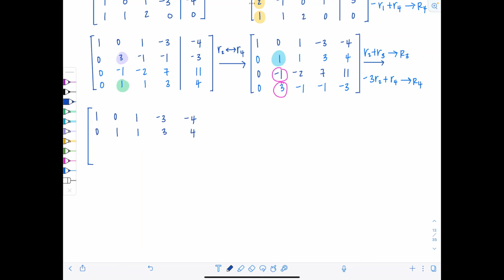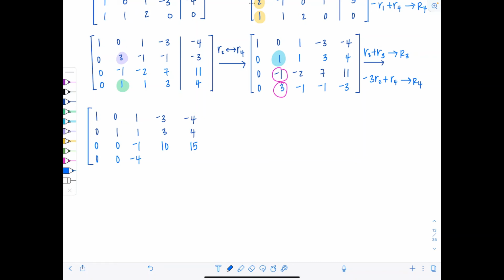That's not changing. And then now let's see, my new row 3, I'm going to take row 2 plus row 3. Okay, 0, 0. Row 2 plus row 3 is my new row 3. This is negative 1. 3 plus 7, that's 10, and 4 plus 11 is 15. Negative 3 times row 2, okay, so this stays 0. This is now 0. Negative 3 minus 1, that's negative 4.